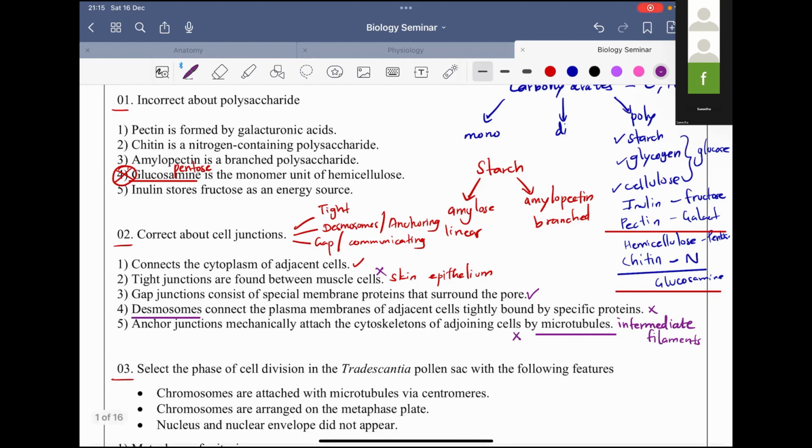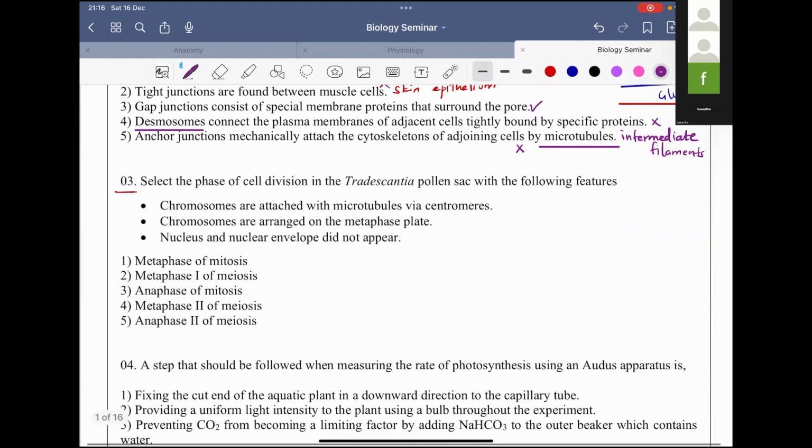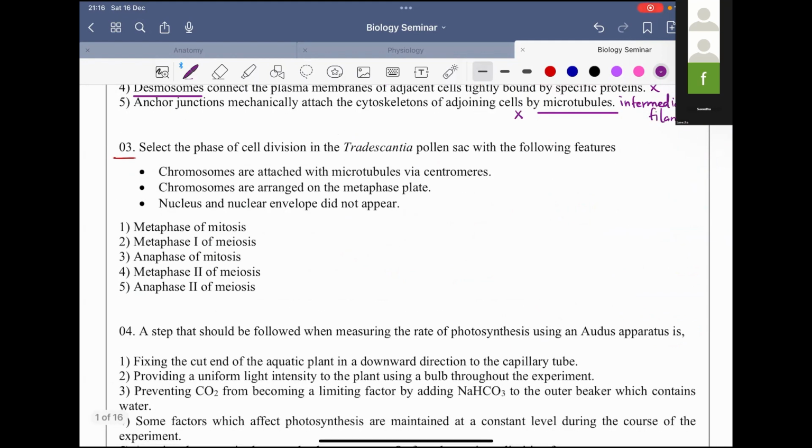Okay, now let's move to the third question. Select the phase of the cell division in the Tritoscandia pollen sac. This is an important point because that tells you if it is mitosis or meiosis. Cell division of the pollen sac means it will be meiosis, right? That is how the gametes are formed. Meiosis is the process of cell division where the gametes are formed.